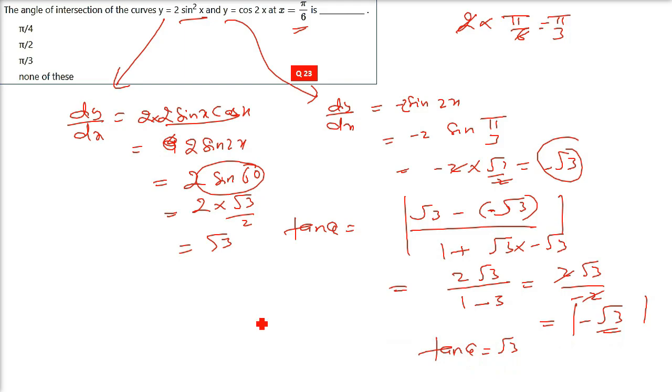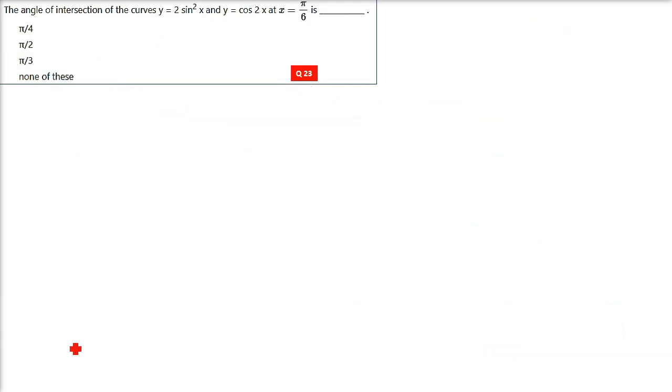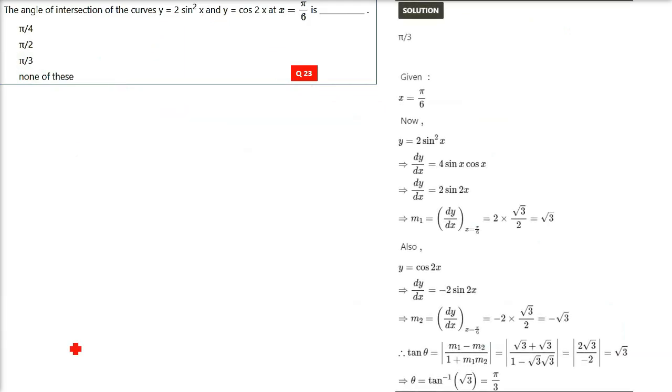Is it okay? And negative root 3 you will not write, because this tan theta is in the modulus. So tan theta is root 3 when? See, tan theta is root 3 when? What will be the angle? It's tan pi by 3. The answer is pi by 3, 60 degrees. So how are you going to go about it? This is the step-by-step solution for your reference.